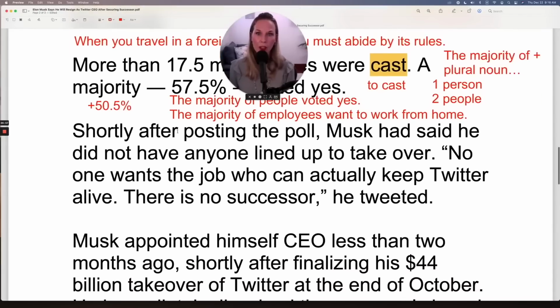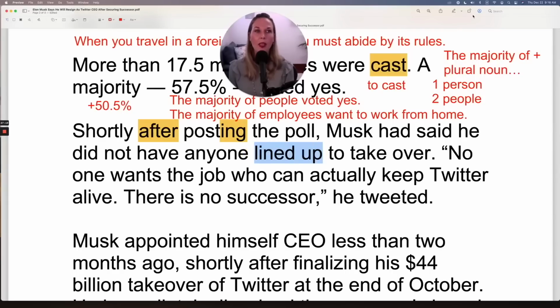Shortly after, what did we learn about after already? What is it? A preposition. So we need our verb in ing. Shortly after posting the poll, Musk had said he did not have anyone lined up to take over. All right.